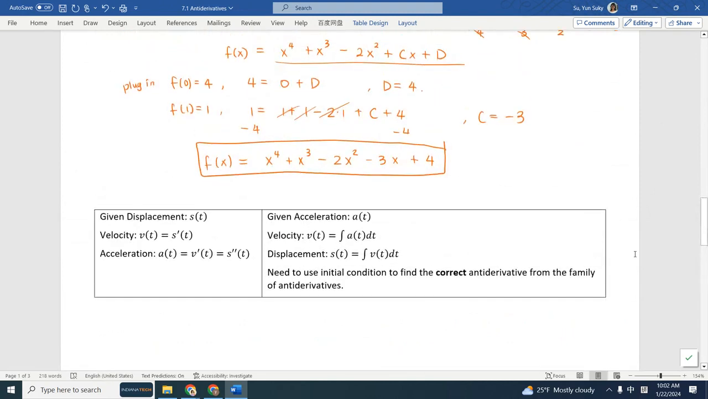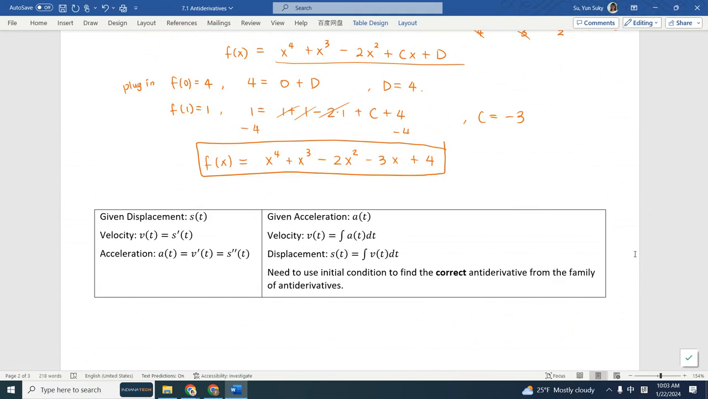Let's look at this first. In applications, we have the displacement, and then we take a derivative, we get velocity. And then we take another derivative, we get the acceleration. And now after we learn integration, we do the reverse order. If we're given acceleration, we integrate to get the velocity. If we integrate the velocity, we get displacement. But every time you integrate, you get a family of antiderivatives, plus c.